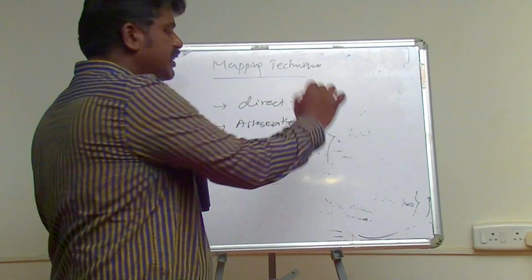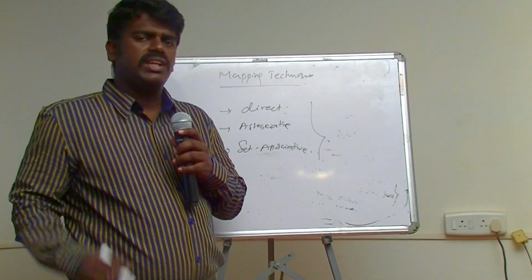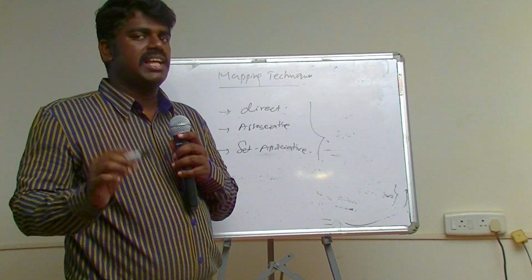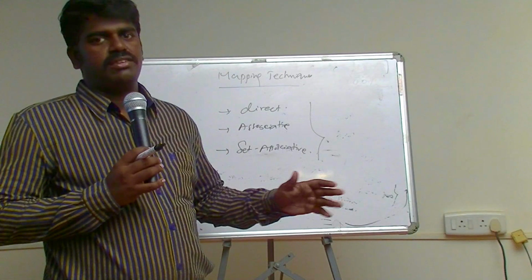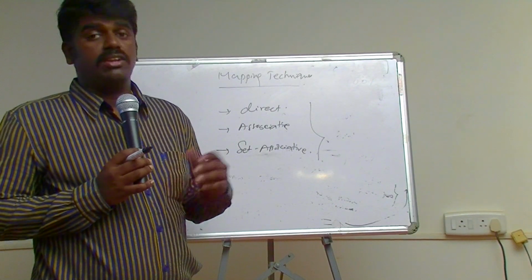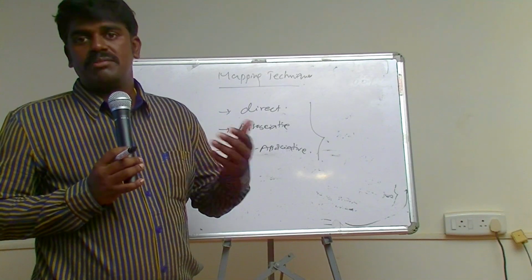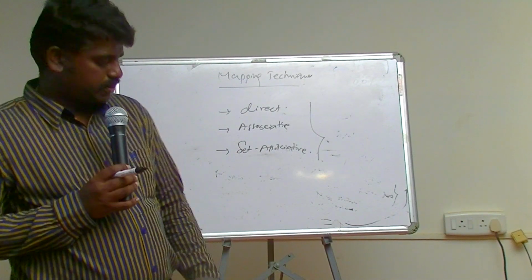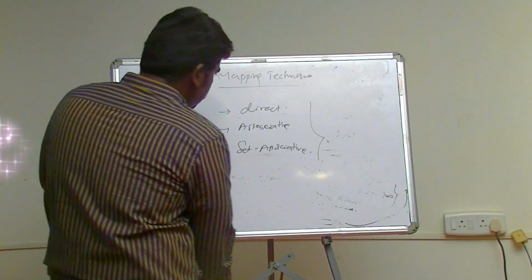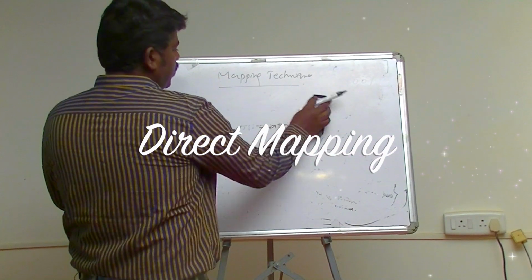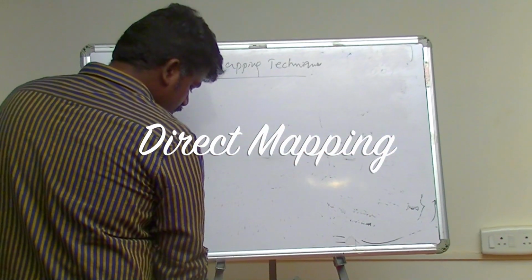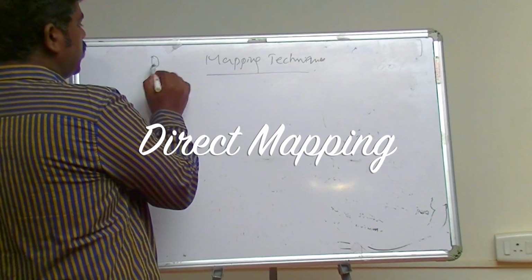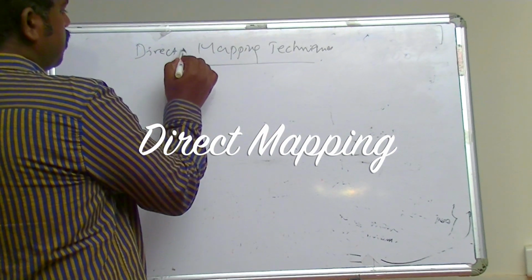The mapping is none other than how the cache and the main memory are associated with one another. So this is how we are going to see the different mapping techniques, and also we will see what are the merits and demerits of each technique. Now we will see what direct mapping is. So first we will see the direct mapping technique.